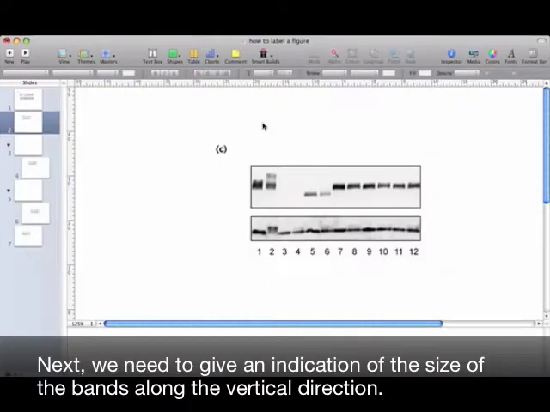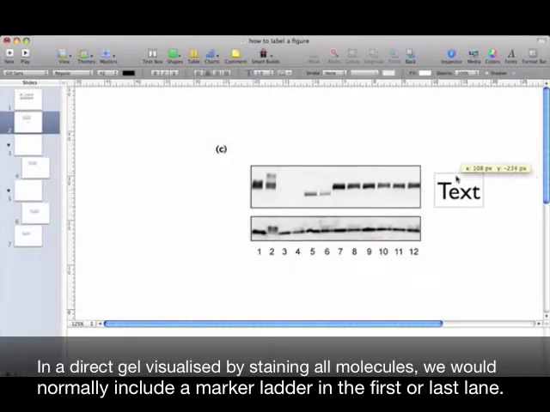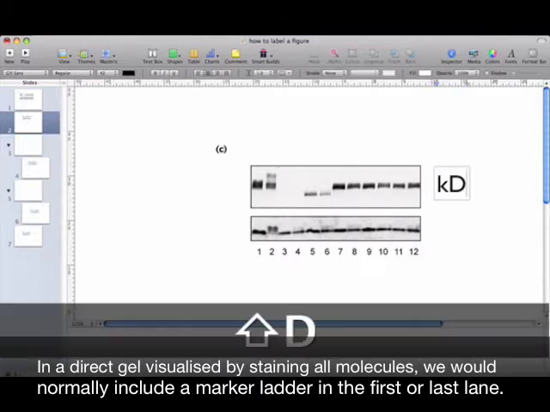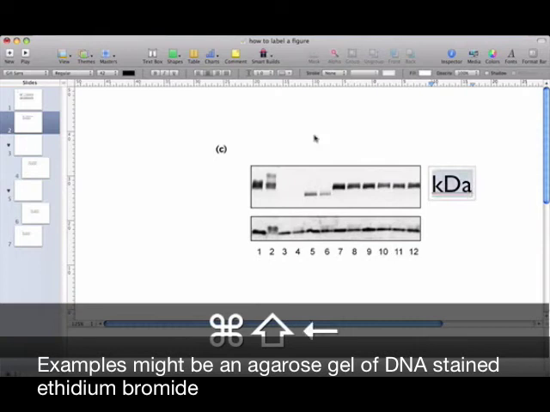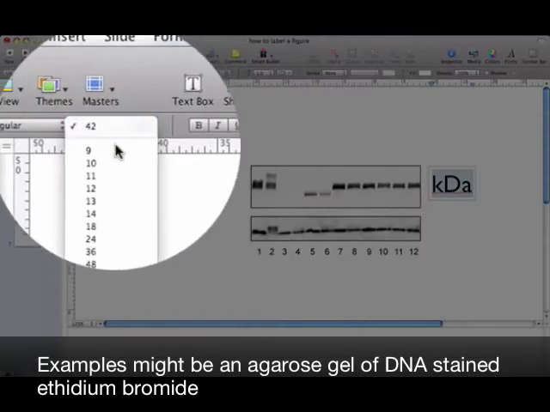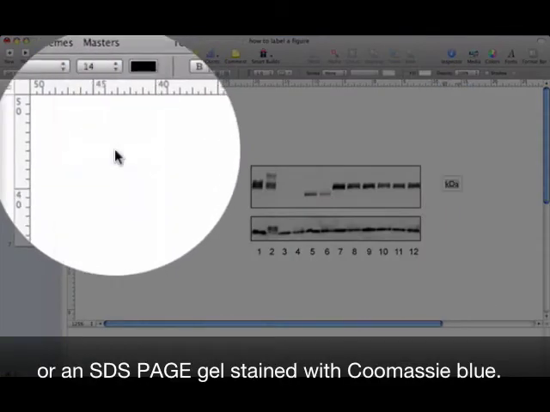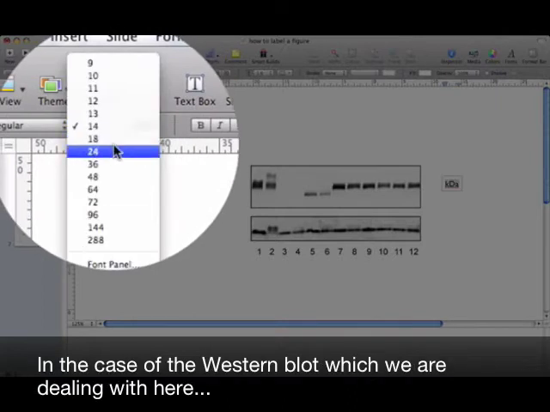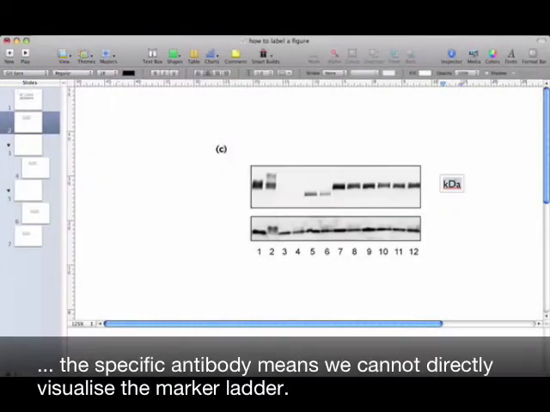Next, we need to give an indication of the size of the bands along the vertical direction. In a direct gel visualized by staining all molecules, we would normally include a marker ladder in the first or last lane. Examples might be an agarose gel of DNA stained with ethidium bromide, or an SDS-PAGE gel stained with Coomassie blue. In the case of the Western blot which we are dealing with here, the specific antibody means we cannot directly visualize the marker ladder.